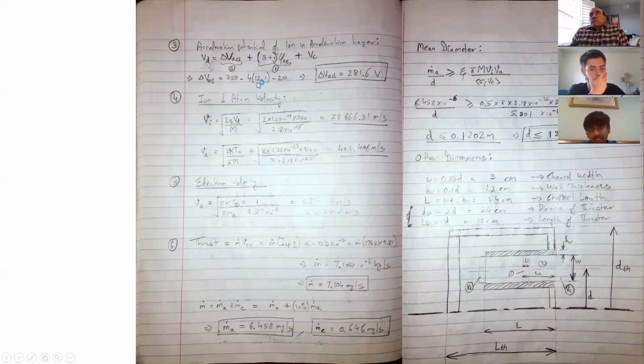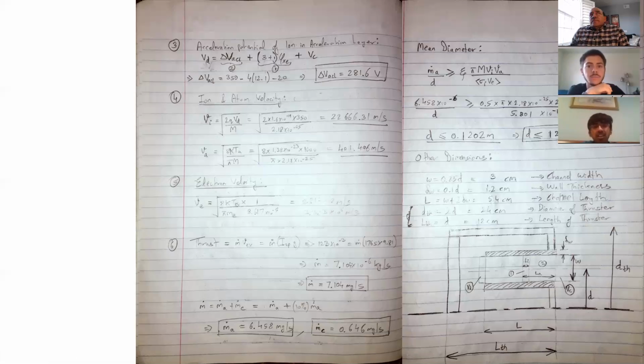So in any case, all we are concerned about is that we got to the amount of voltage in the acceleration region, which is about 281.6 volts. What is this 3 plus 1? Oh, so 3 plus 1. That's a formula. That's again an empirical formula.